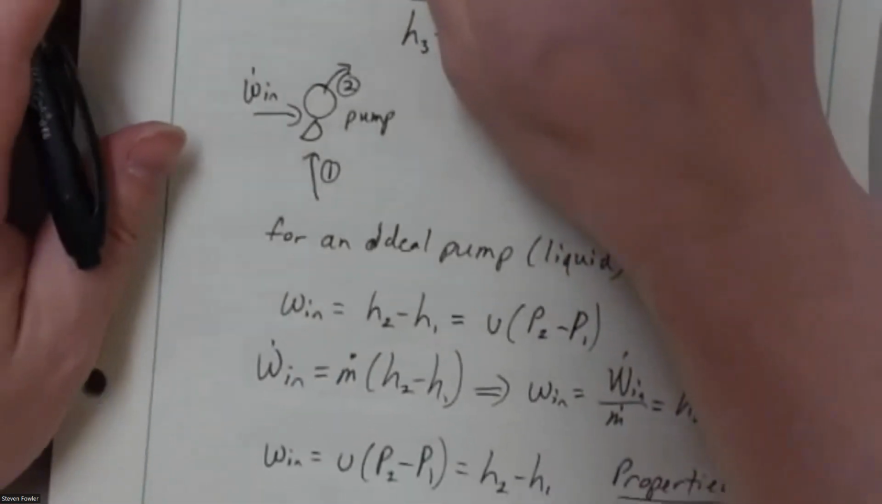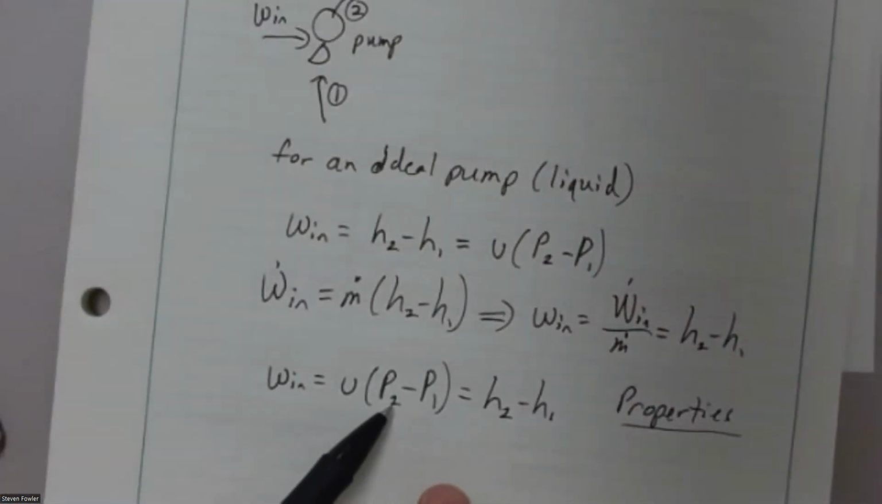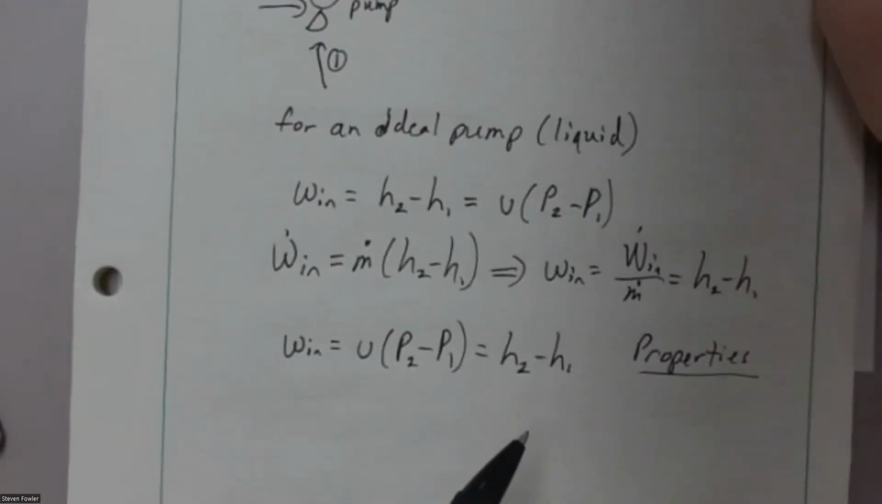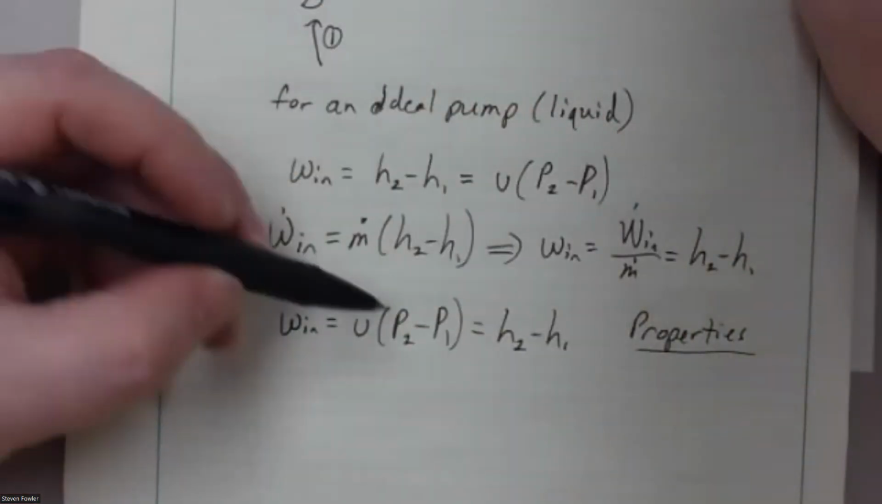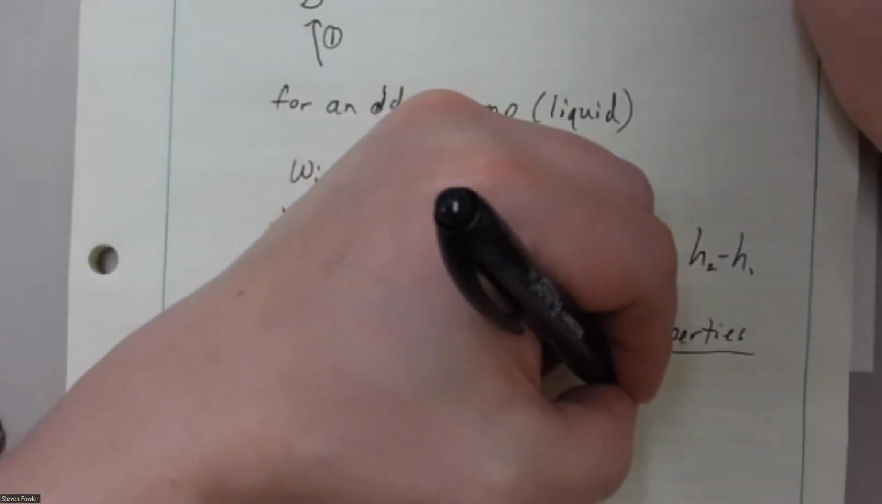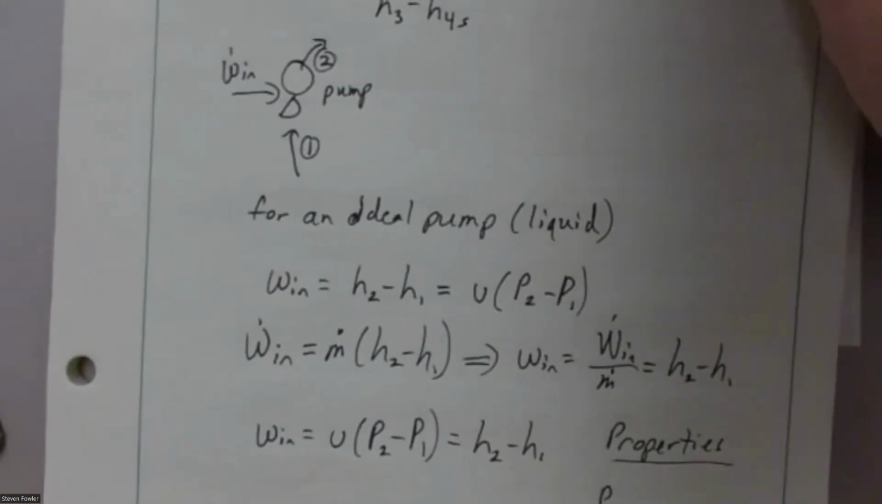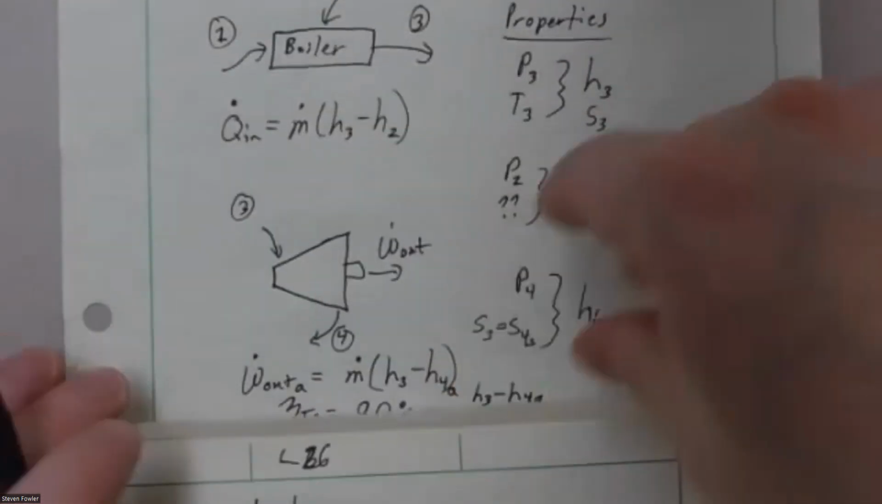Well, you can look down here at the pump. I know the pressures, right? Can I find H1? Because if so, then I could maybe get to H2 directly. What do I know about state one? Well, I know P1, that's given. Do I know a second property? Well, what's going on at this point?